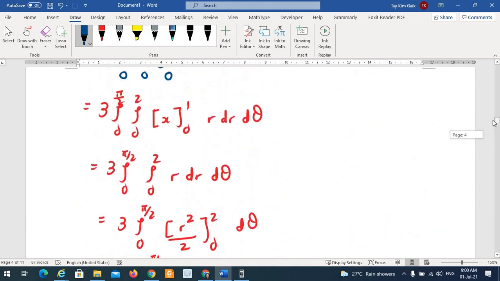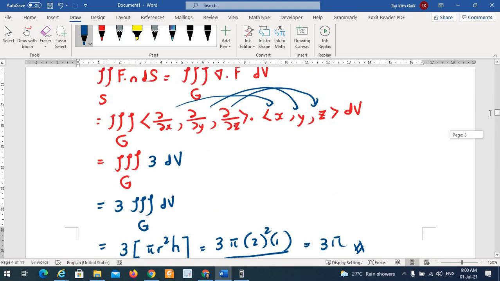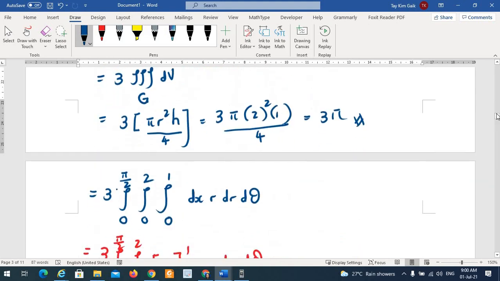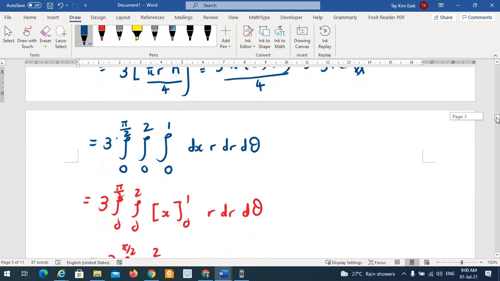Your divergence or Gauss theorem is only actually up to here. The rest is your skill or the base in chapter 2. But for this question, if you understand that this notation stands for the volume of the solid G, which is a cylinder, then you can use the formula for the volume of a cylinder. You can quickly get the answer, which is 3 pi.